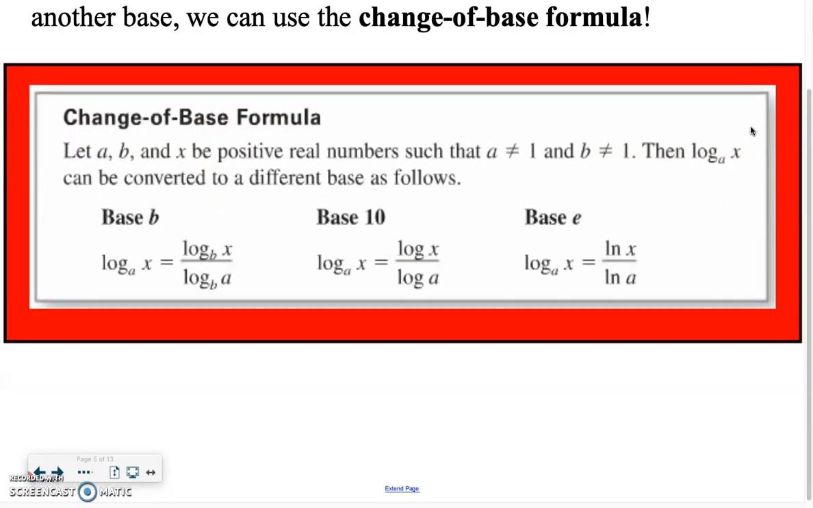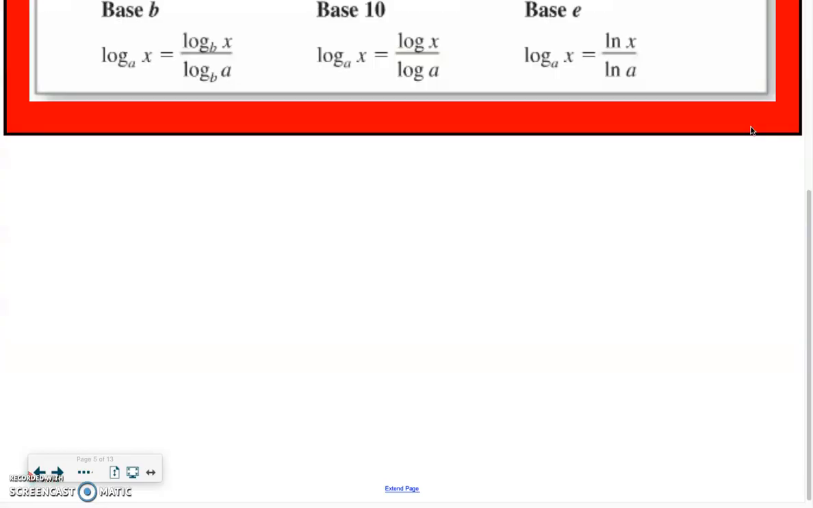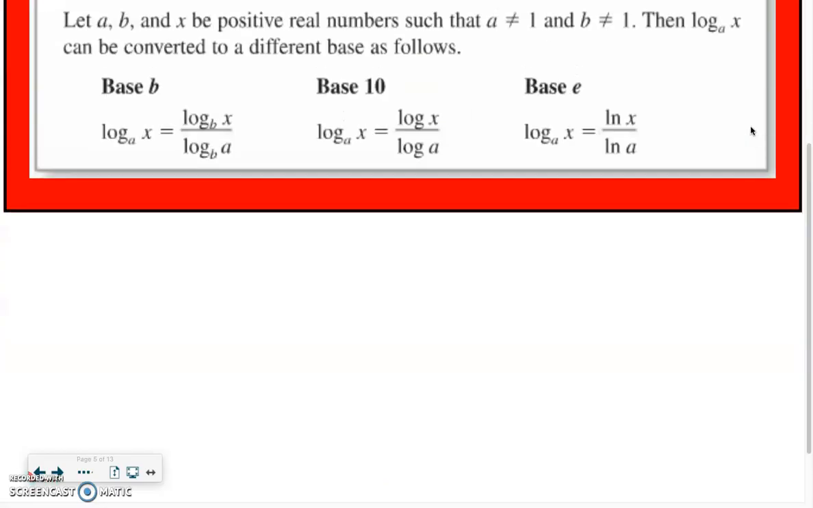So, it comes in threes here. This first option, I'll be honest with you, we're probably not going to use very much, unless it's some sort of an algebraic expression. What this is saying is log base a of x is equal to log base b of x over log base b of a. Great. What the heck does that mean?